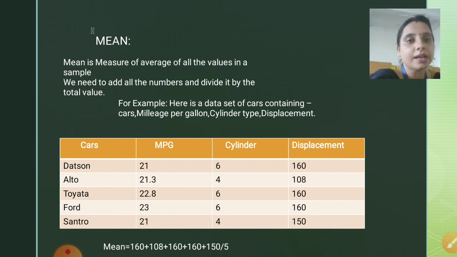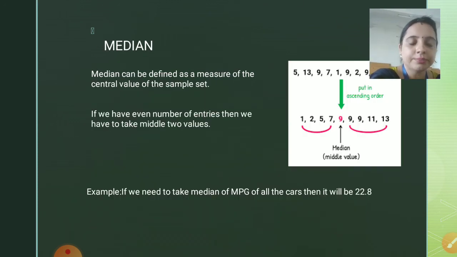Since the number of cars is 5, I will be dividing by 5. So the mean of the displacement will be 160 plus 108 plus 160 plus 160 plus 150, divided by the whole term. In this way, whatever value I get will be the mean of the displacement. So it was pretty easy to understand.